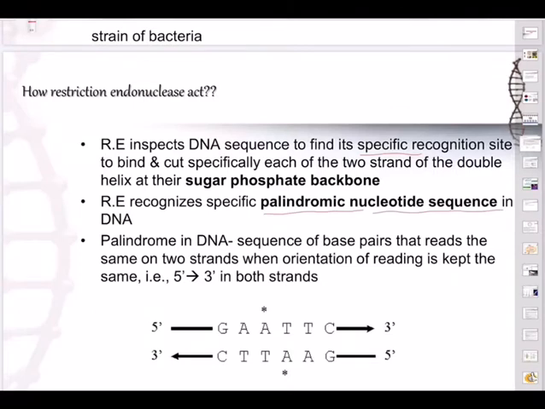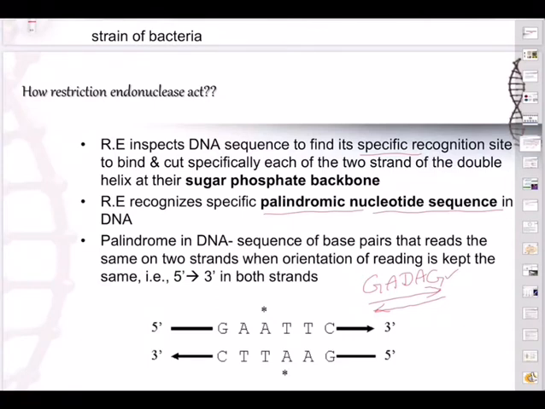What is this palindrome? A palindrome is something that has the base pairs reading the same both ways. Before I go to the DNA example, let me take one example out of biology which you are all familiar with. Take for example Gadag, G-A-D-A-G. When you read from left to right, the spelling is G-A-D-A-G. And now you read from right to left, again it is G-A-D-A-G, Gadag. So such a structure is called a palindrome.